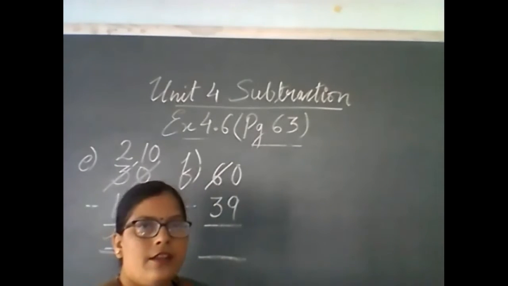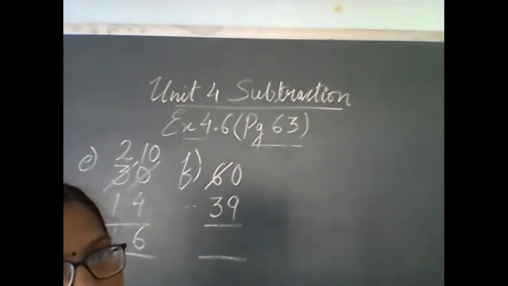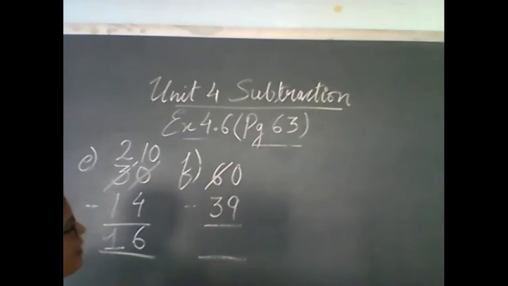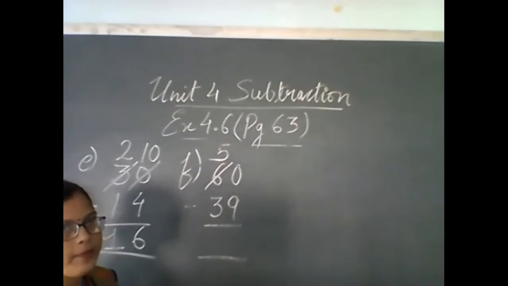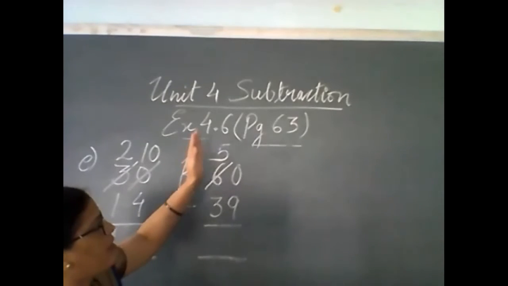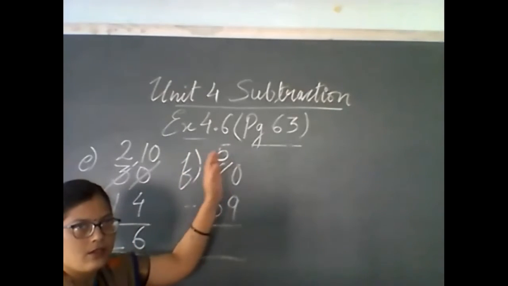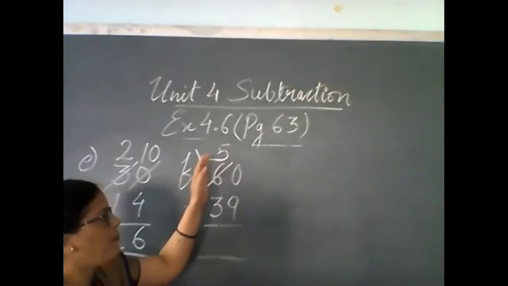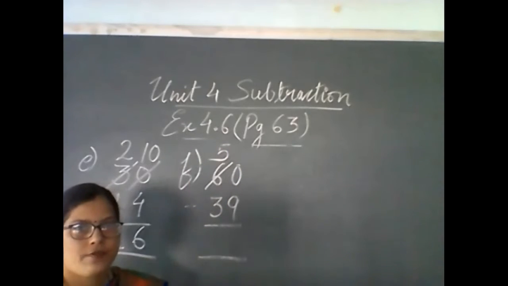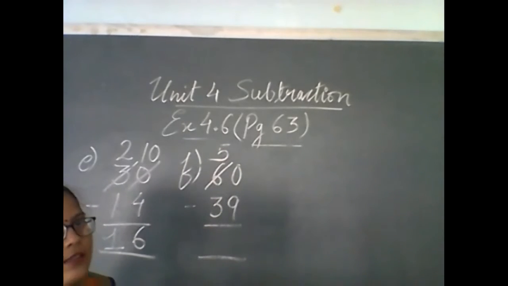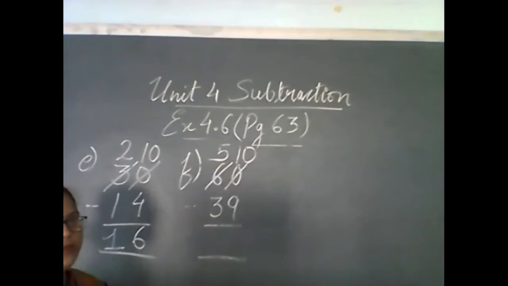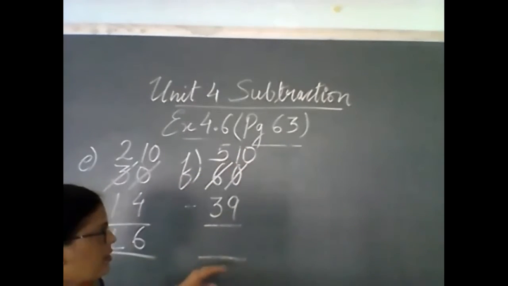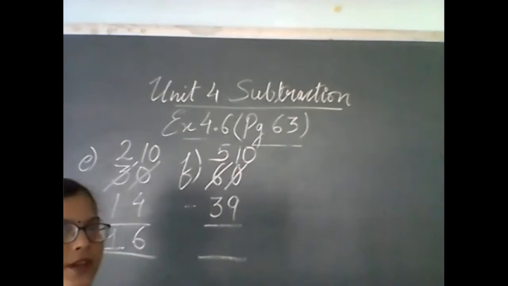Very good, Shiva Gupta. When we take away 1 from 6, what is left? 5. Now when we borrow this 1, it passes to 1's place. Very good, Garvit. 0 becomes 10. Now we'll subtract. The answer is 10 minus 9.